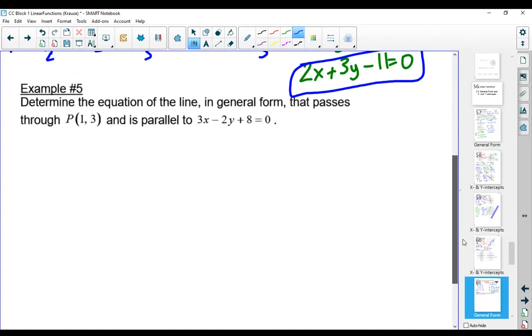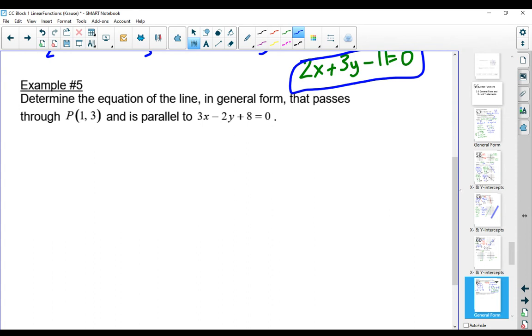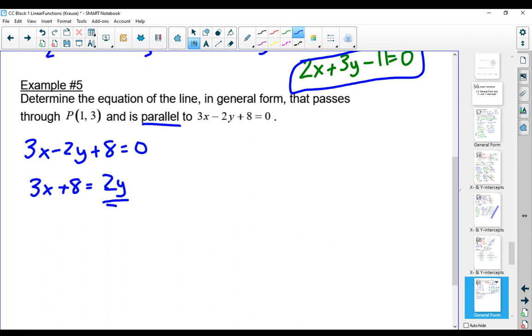All right, another example. Determine the equation of the line in general form. So again, that's our last step, that passes through point (1, 3) and is parallel to 3x minus 2y plus 8 equals 0. So my first step is to figure out the slope. So I'm going to rearrange this equation. I'm going to move the 2y over, so that's going to give me 3x plus 8 equals 2y, and I'm going to divide by 2.